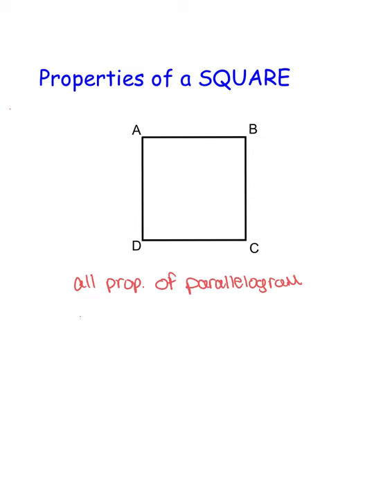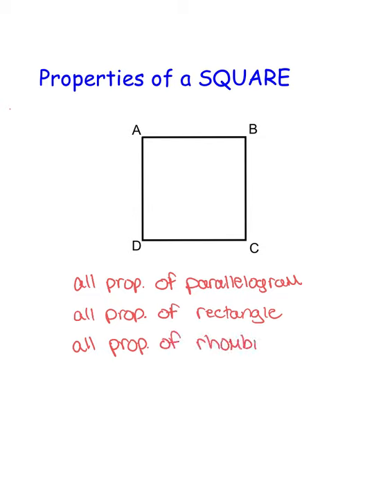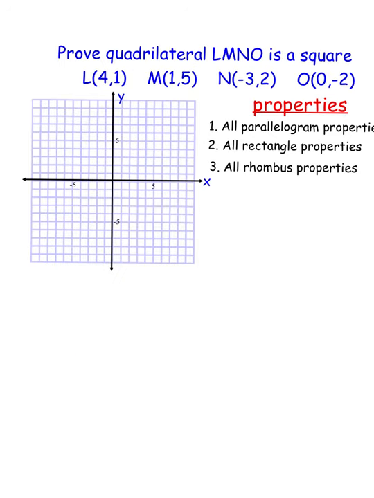Your square also has all the properties of a rectangle, which means that it's got four right angles and the diagonals are congruent. It also has all the properties of a rhombus, which means that all four sides are equal, the diagonals are perpendicular, and the diagonals bisect the angles. So if we're thinking about doing a proof, again, the first thing we want to do is go over the properties. It's got all the parallelogram, all the rectangle, and all the rhombus properties.